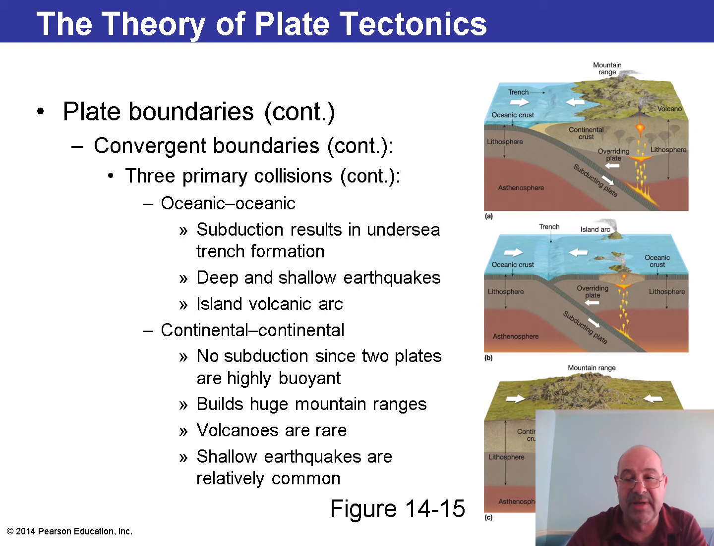And the last one, but not least, is continental to continental. No subduction, since the two plates are highly buoyant. Builds huge mountain ranges, the Himalayas, Mount Everest. Volcanoes are rare. I don't know that the Himalayas have one. I could be wrong. That's something for you to Google. There you go. Shallow earthquakes are relatively common, and again, that's because you've got that pressure, both of them pushing up.